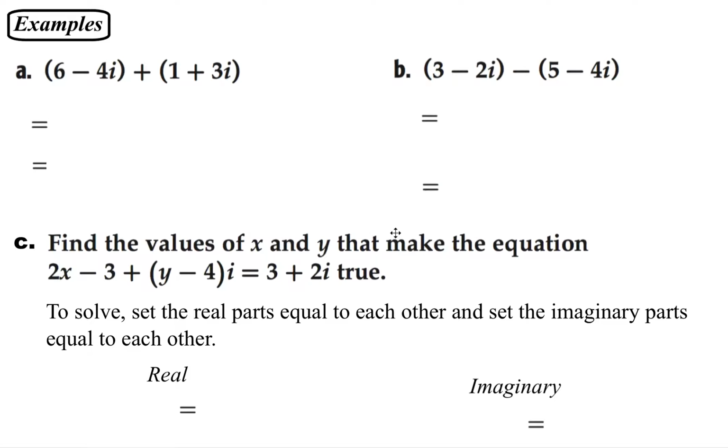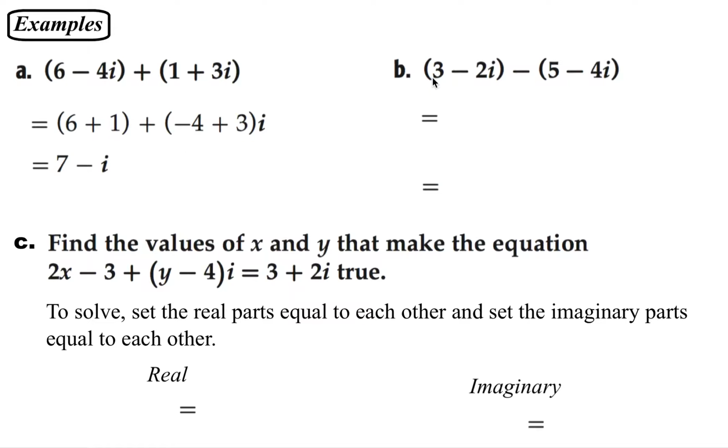Here's a couple of examples where we add and subtract our complex numbers. So remember, we said we're going to just add the real parts and add the imaginary parts. So we're going to take 6 plus 1 gives us 7. And -4i plus 3i is -1i. So we get 7 minus i.